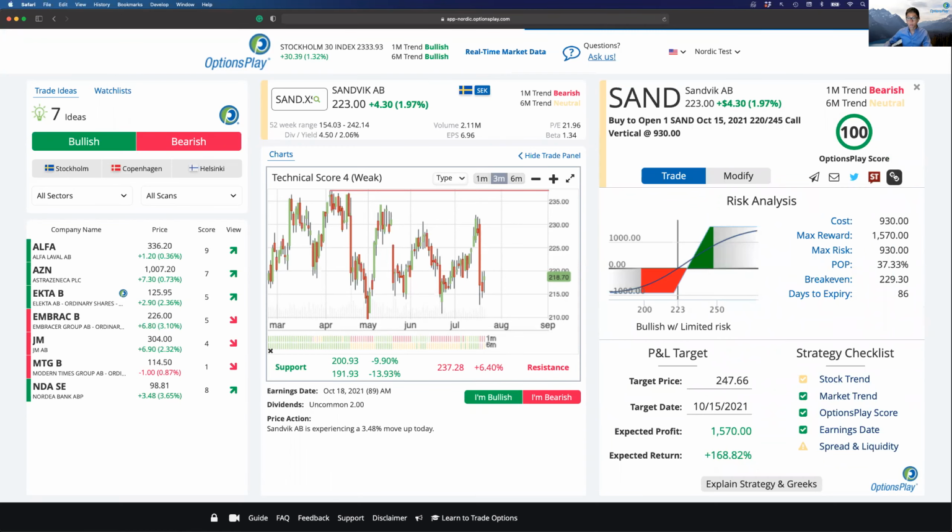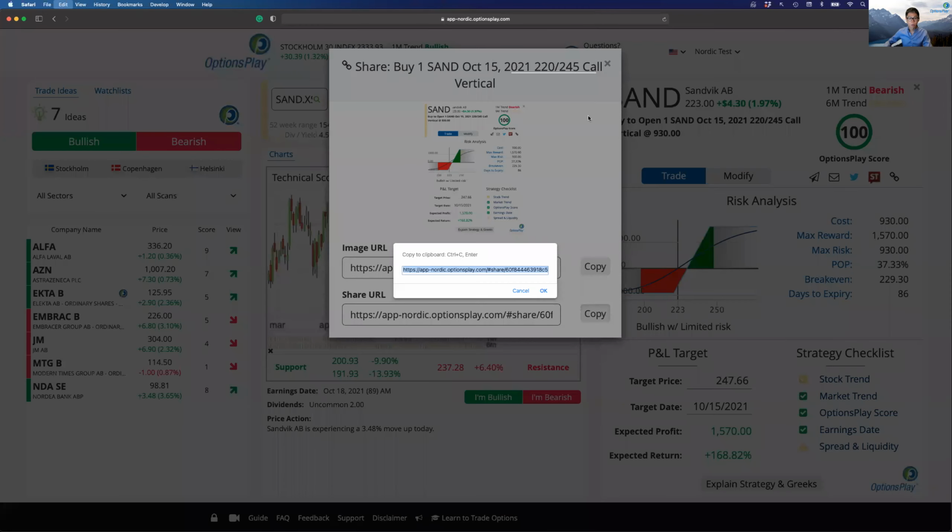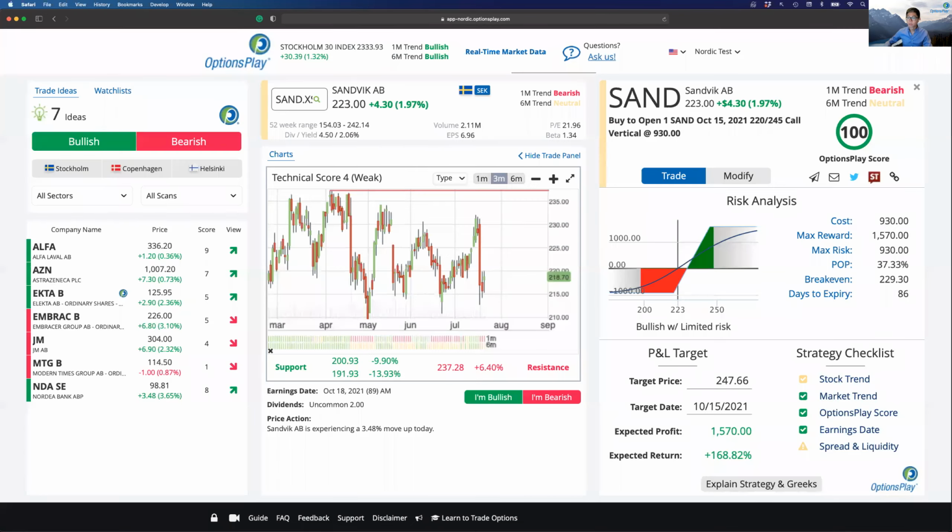Let's save this trade here as well. This is risking 930 crowns to try to make 1,570 crowns. So we'll save that one here as well. So this is Sand, where this is a long call vertical, which is a debit spread. So let's look at that.